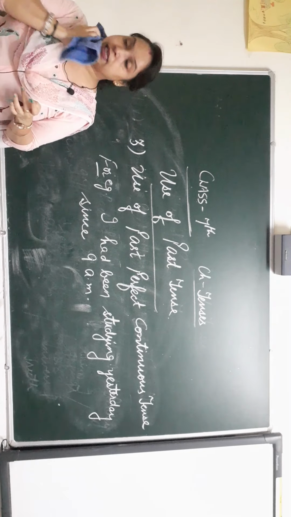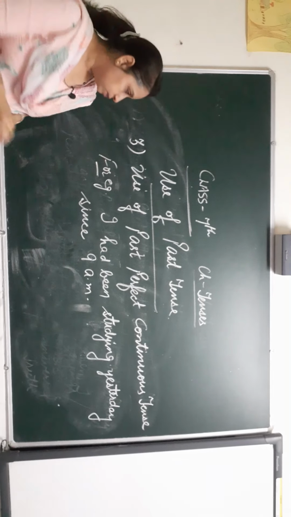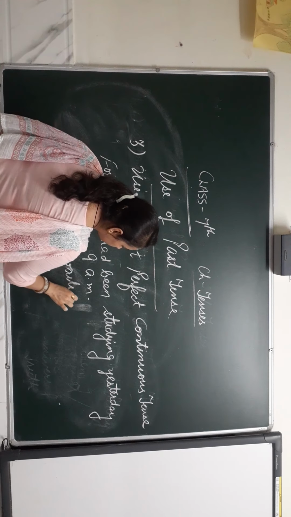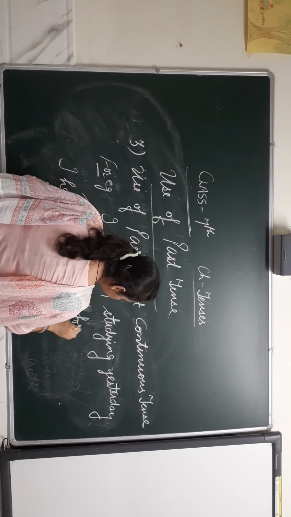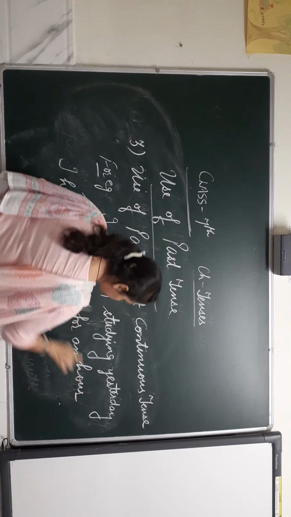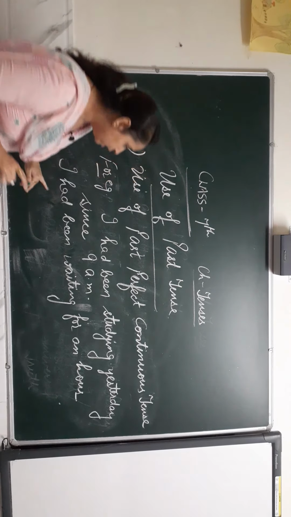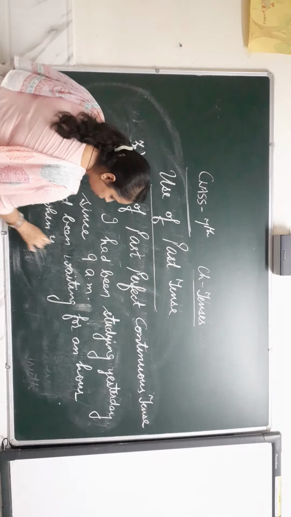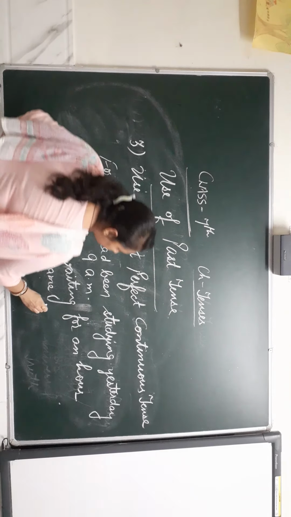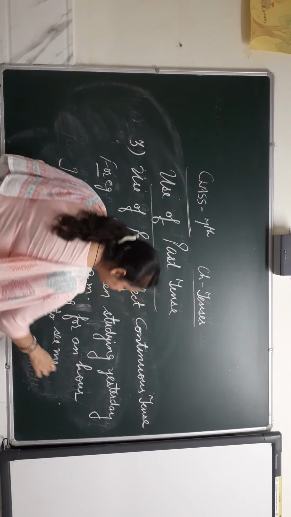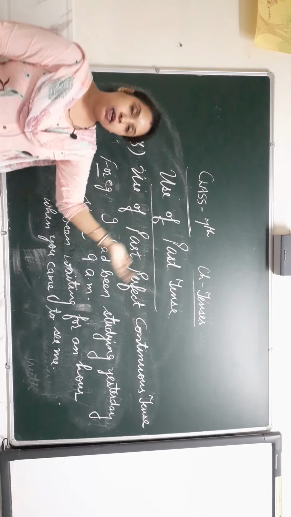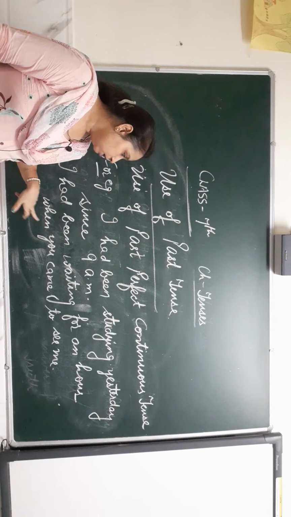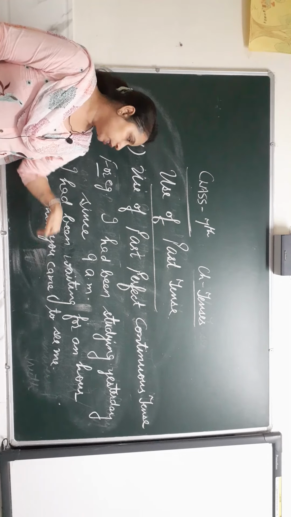Okay. One more example is there. I had been waiting for an hour. See, time is there. For or since should be there. So I had been waiting for an hour when you came to see me. कि आप आए, from that time I have been waiting for an hour. मतलब still he was waiting for that person when he came to see him. So I had been waiting for an hour when you came to see me. Like this also it can be used.